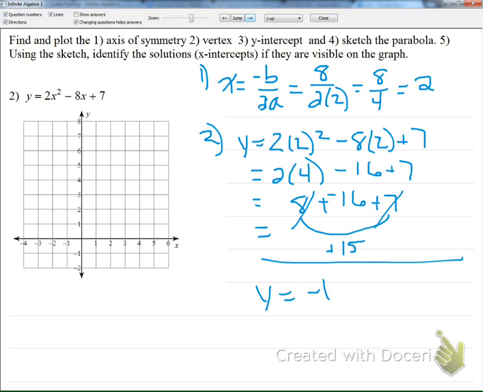Now you could have solved that your own way by combining it whichever way you find easier. You could have done it 8 minus the 16 and then plus the 7. But that's just one way that I did it. The vertex then is equal to 2 comma negative 1, and you can plot that.